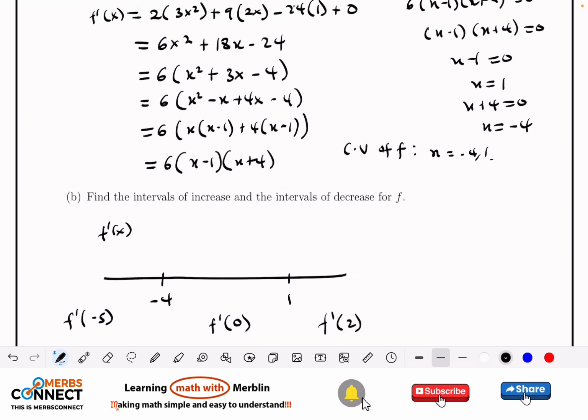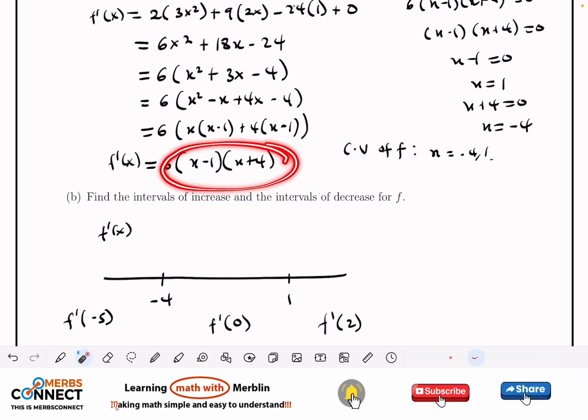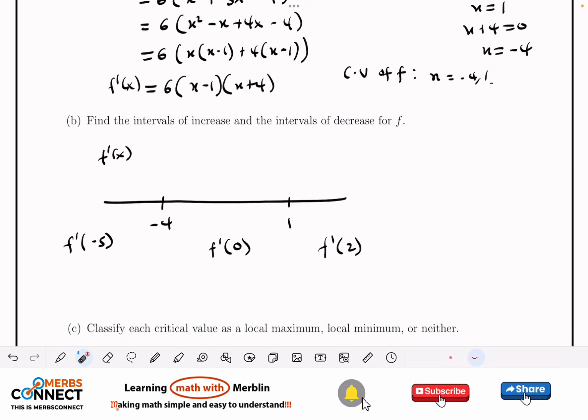So what is f prime? Good. Fortunate for us, we have f prime of x to be equal to what is here. So we want to check the sign, whether positive or negative. So let's plug in -5. So -5 minus 1 is going to give us -6. So it means that here will be minus. Then when I plug in -5 plus 4, this one is also going to give us minus. So minus times minus is going to be positive. So this one will be greater than 0. So positive here, meaning that we are going to increase in this interval.